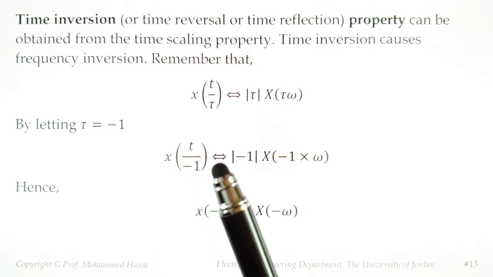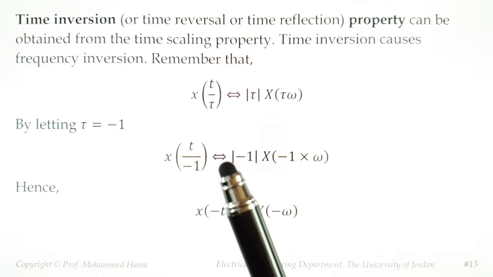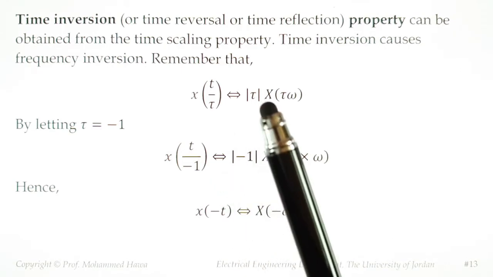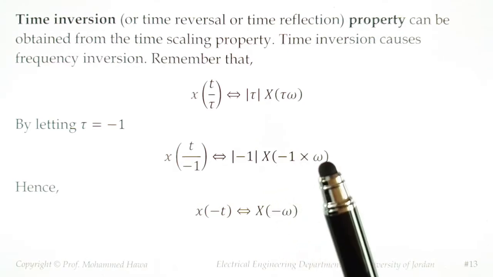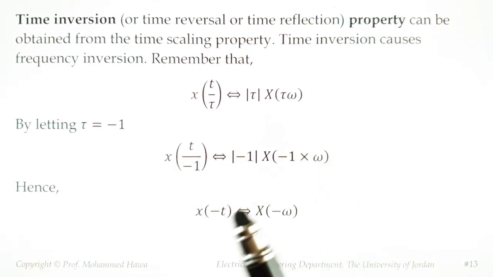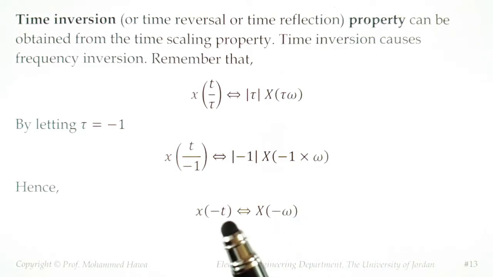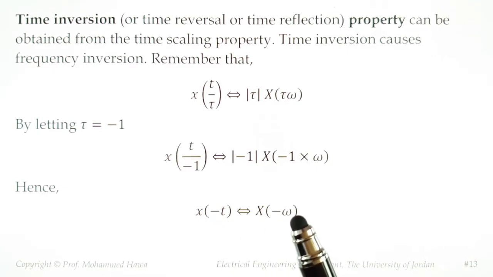What is the answer? What is the corresponding Fourier transform? It's the absolute value of tau, that's absolute value of -1, X of tau, which is -1, multiplied by omega. So the Fourier transform of x of minus t is X of minus omega. So the final answer says if you perform time inversion in the time domain, you're going to get frequency inversion in the frequency domain. Please memorize this result.